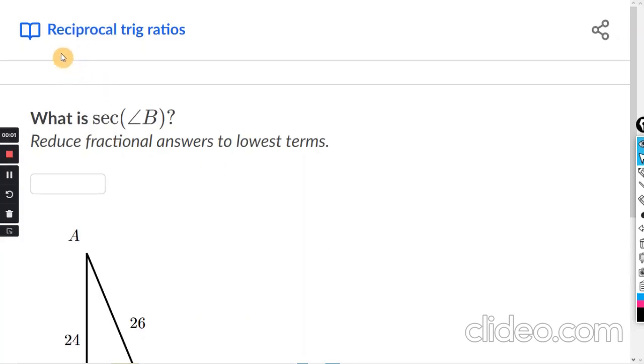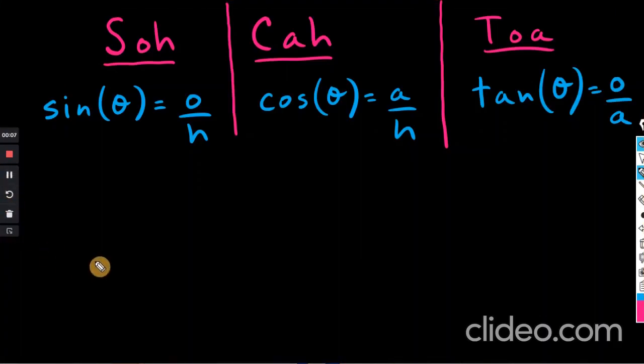This will be for the exercise on reciprocal trig ratios. Before starting this exercise, you want to be familiar with the basic trig functions, and you can remember the formulas if you remember SOH CAH TOA. The sine of theta equals opposite over hypotenuse. The cosine of theta equals adjacent over hypotenuse. And the tan of theta equals opposite over adjacent.